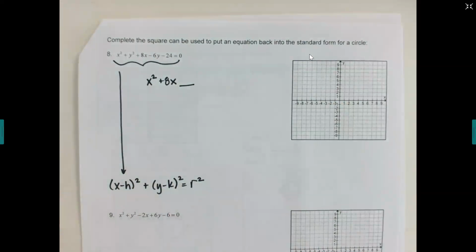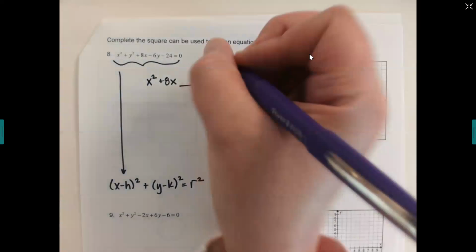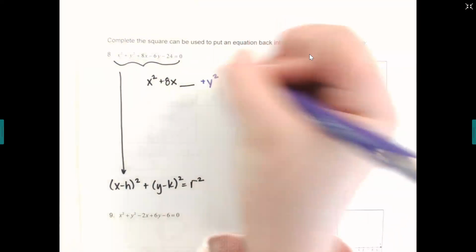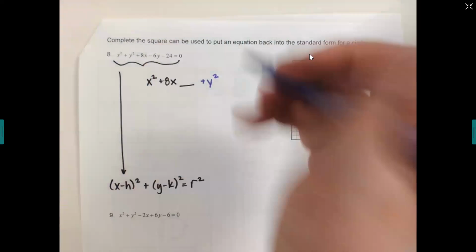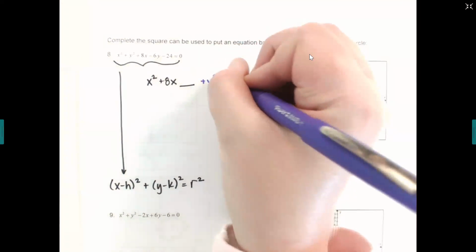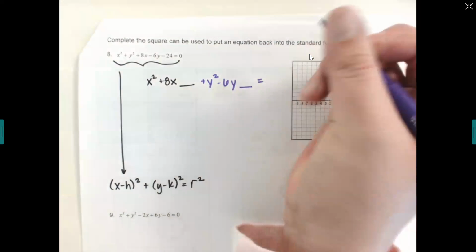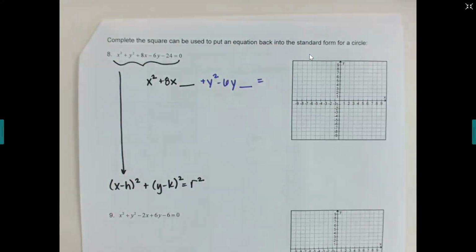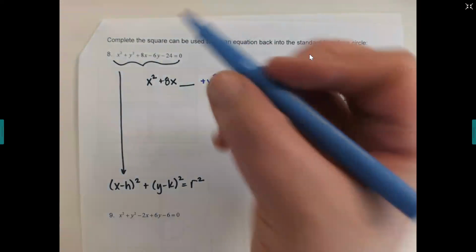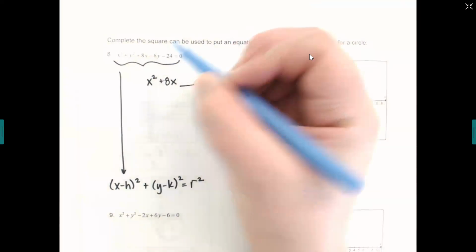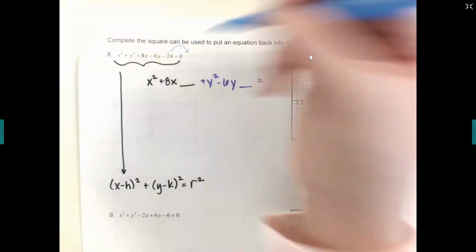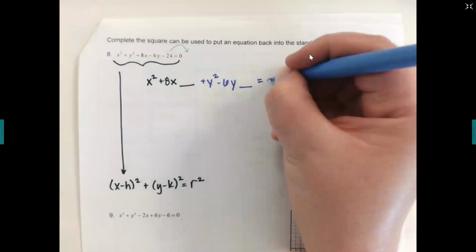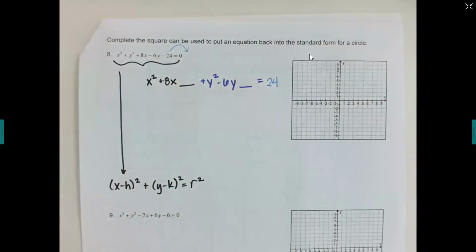Okay, now we're going to collect the y terms. So I have a y squared. What's my next y term? Minus 6y. Then leave a blank. And then your number that does not have an x or a y, we're going to push across to the other side. Now, it was originally a minus 24. What will its sign be when I add it across to the other side? Positive 24. So far, so good?